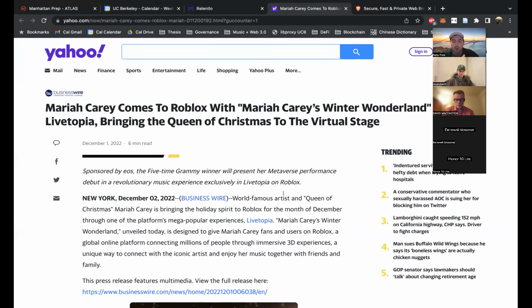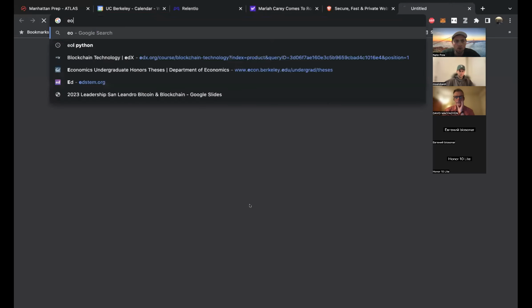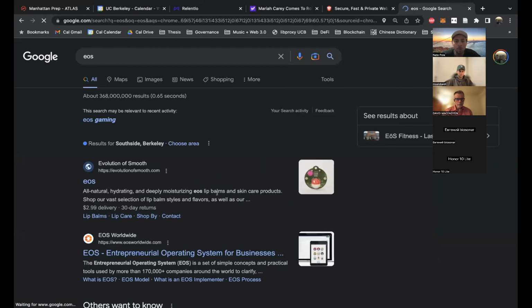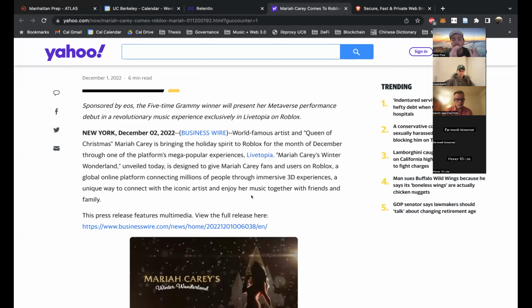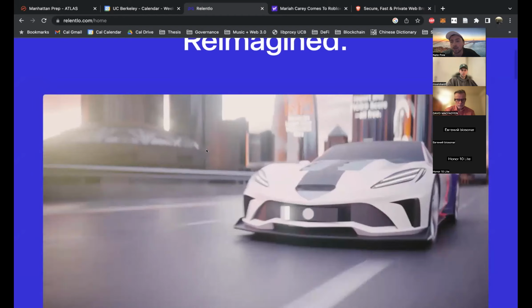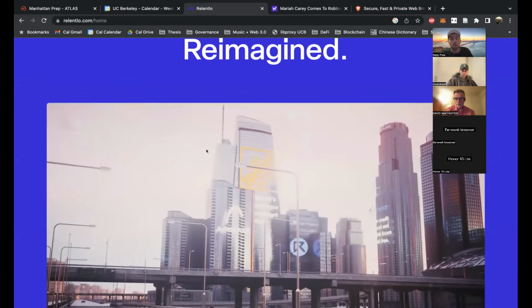Let's see if there are any screenshots in here. I don't think there are, unfortunately, but they incorporated small items throughout the game that provided more value in the game. For example, EOS is a lip balm or chapstick brand. Yeah, lip balm and skincare. So they had little EOS capsules or power-ups that would allow players to, let's say, jump higher or move faster in the game when they used these items. This was a way to advertise this lip balm brand, which on paper would seem completely tangential and unrelated to Mariah Carey, to Roblox, or to Web3 in general. But they found a way to provide more value in the game by using the brand of EOS, the chapstick brand. This is one way that Relentlo worked to tie a connection between the traditional consumer, tangible product market, and Web3.